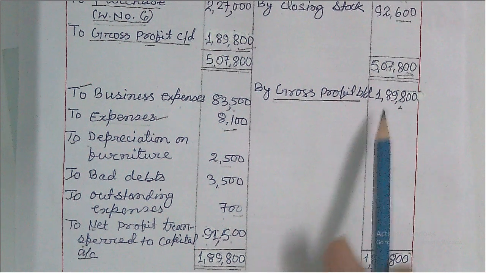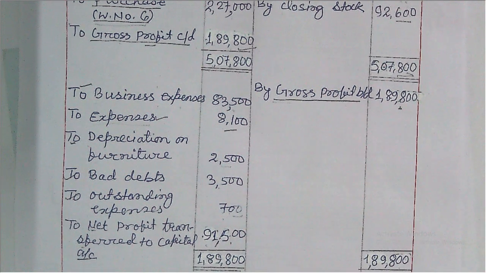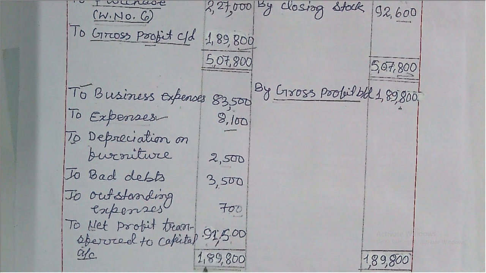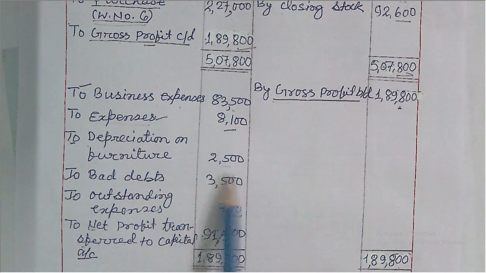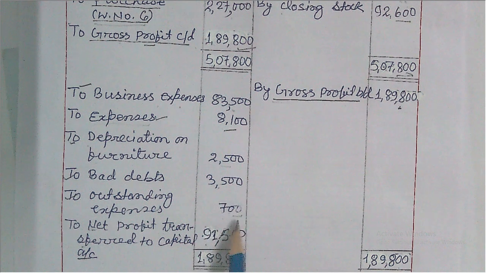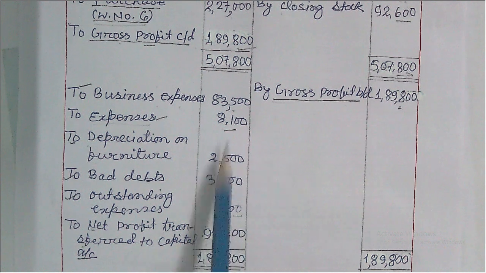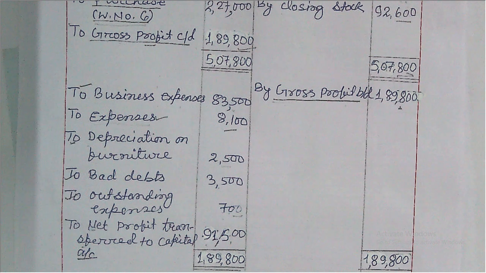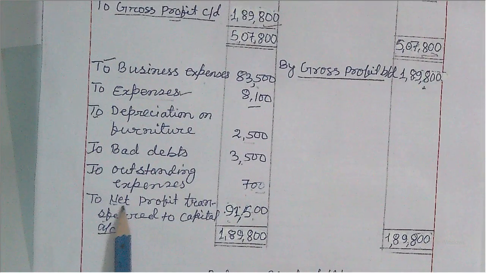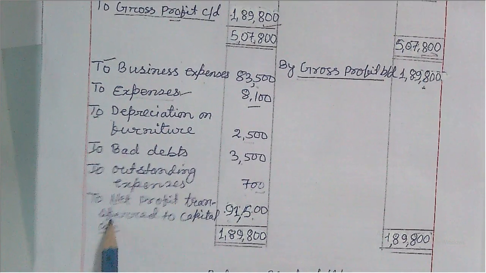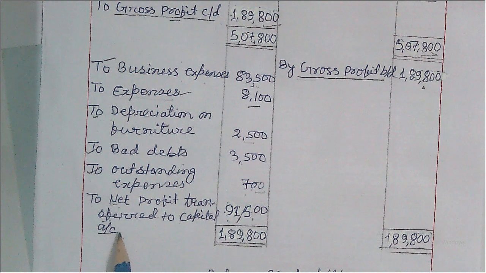So then total it, 1,89,800. Obviously credit side is greater than debit side, so then 1,89,800 minus these figures 83,500, 8,100, 2,500, 3,500, 700 minus. So when we deduct all these figures from 1,89,800, we will get 91,500, which is the net profit, and it is written here net profit transferred to capital account.